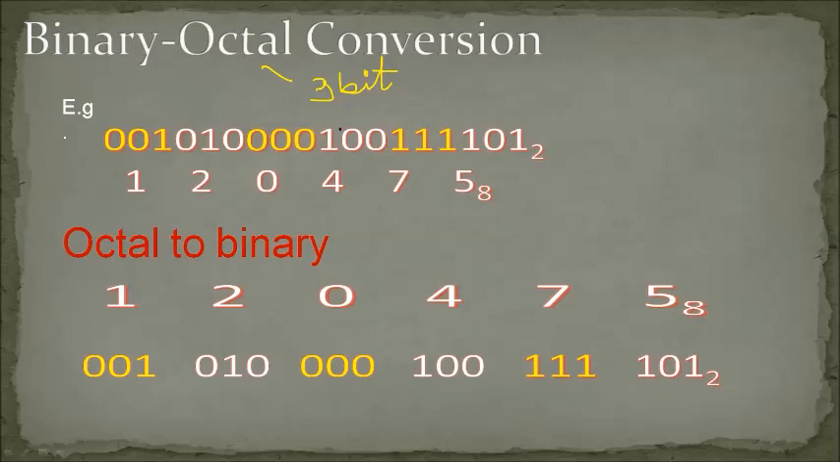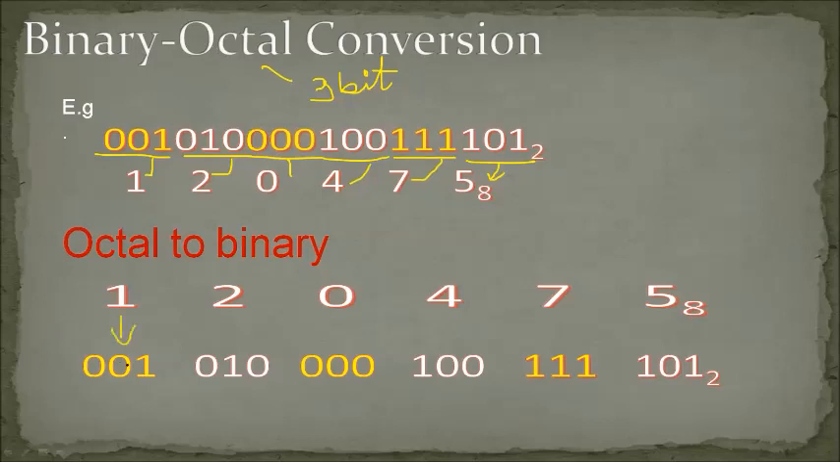If a binary value is given, now 101 is 5, 111 is 7, 100 is 4, 000 is 0, 010 is 2, and 001 is 1. So is that clear? In the same way, octal to binary is the reverse of this one.